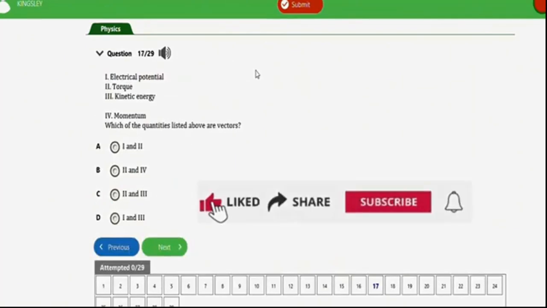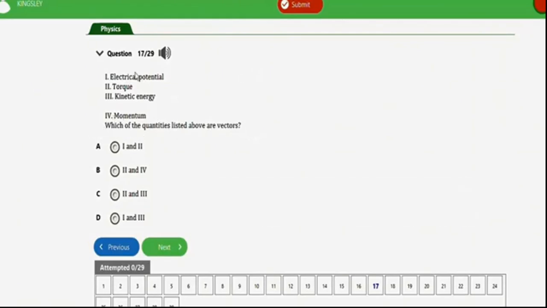So this question says, which of the quantities listed above are vectors? I think we have also answered this question. The correct option here would be, we have time is correct, momentum is correct, so that would be I and IV. Next repeated question will be this one.